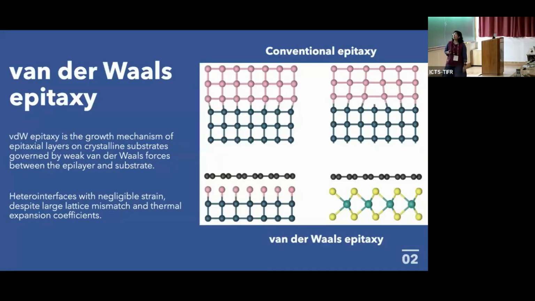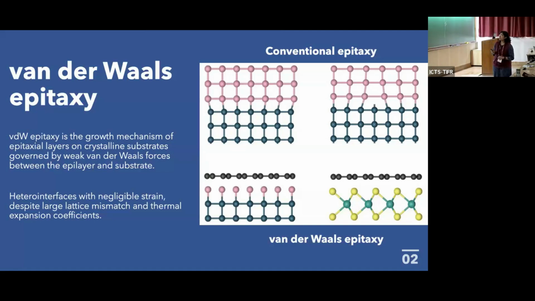So first let me tell you what is the difference between the conventional epitaxy and the van der Waals epitaxy. In conventional epitaxy, you need to have a very good lattice match. And if the lattice mismatch is not small, then you're going to have a lot of misfit dislocations. So in conventional epitaxy, you cannot go beyond a lattice mismatch of, say, 10%.